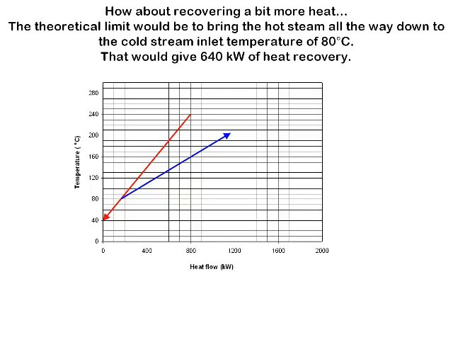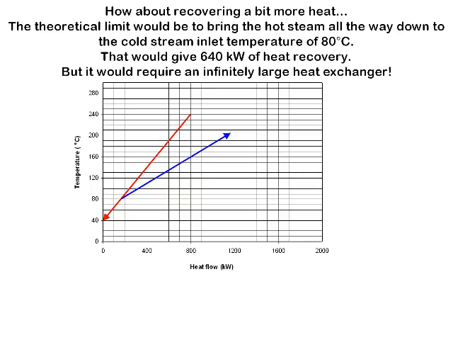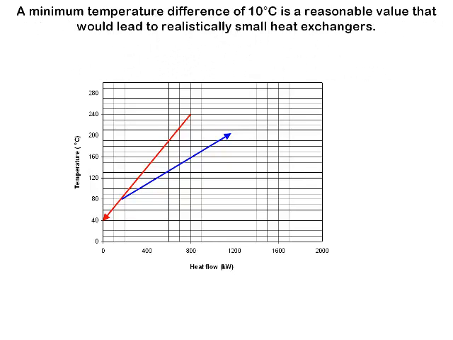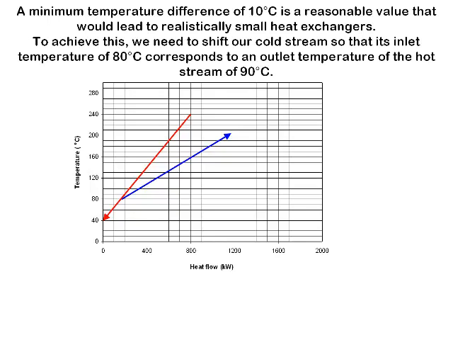The trouble is, of course, it would require an infinitely large heat exchanger, because by the time you get to the cold end, your temperature driving force has dropped to 0, and to get the heat transfer, you'd require an infinitely large heat exchanger. So that's not practical. A minimum temperature difference of 10 degrees C is a reasonable value that would be practical, that would lead to realistically small heat exchangers. So let's move our cold stream back horizontally to the right a bit so that our smallest temperature difference is 10 degrees C. So here it goes.